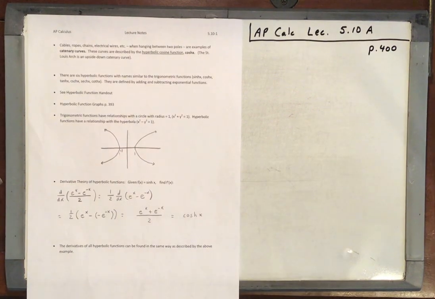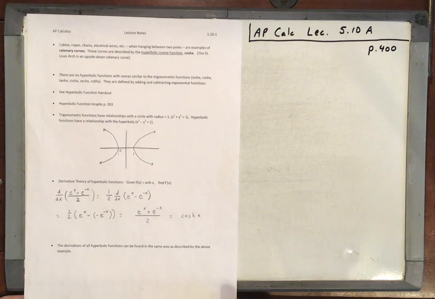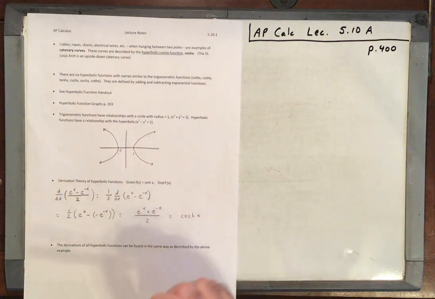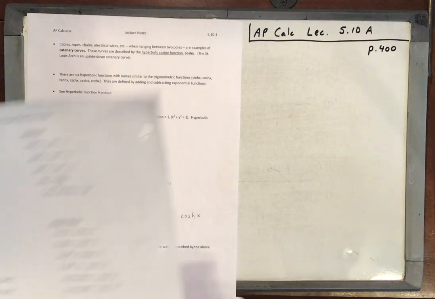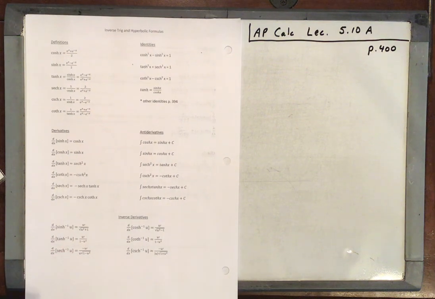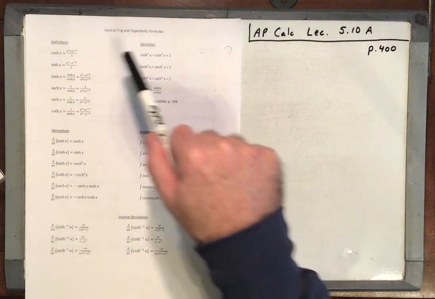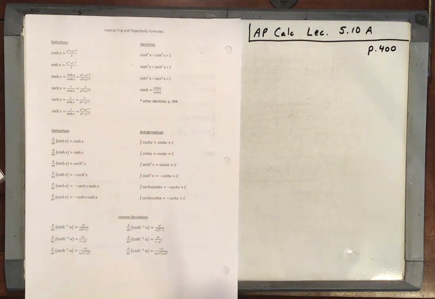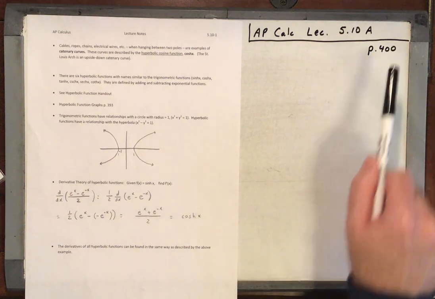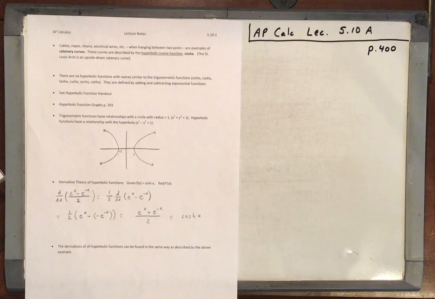All right, this is AP Calculus Lecture 5.10a. You will need to print off the lecture notes that I uploaded to Microsoft Teams for this section. You're going to need to get your inverse trig and hyperbolic formula sheet out, and we'll be working on the back of the sheet today using those. And in the book, open up to page 400 and we'll work off that.